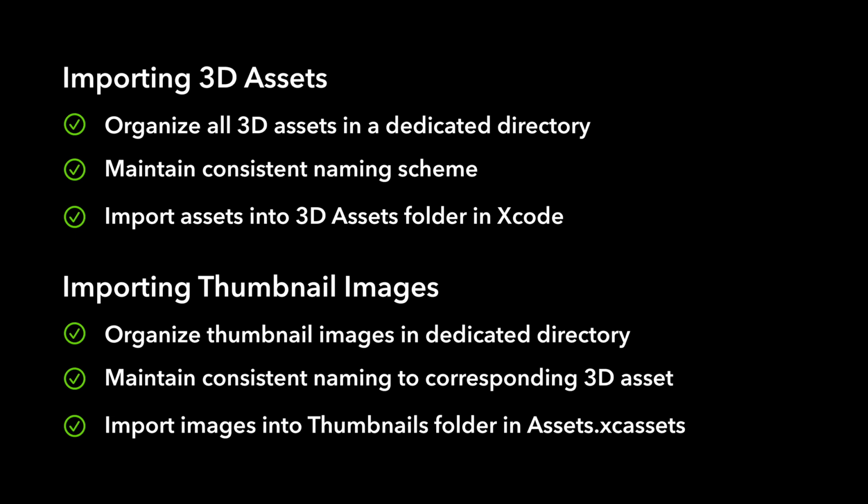To recap, we can import our 3D assets into Xcode by neatly organizing all our 3D assets in a dedicated directory, maintaining a consistent naming scheme for our 3D assets, and importing our assets into a 3D assets folder in Xcode. Additionally, we can import corresponding thumbnail images by organizing all our thumbnail images in a dedicated directory, maintaining a consistent naming scheme to the corresponding 3D asset, and finally, importing images into a thumbnails folder in assets.xcassets. And that's it for this video.